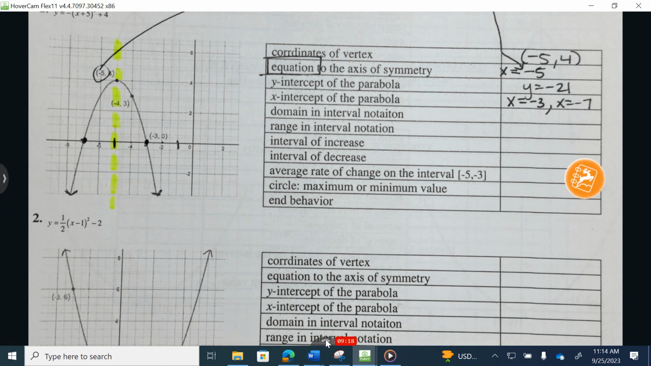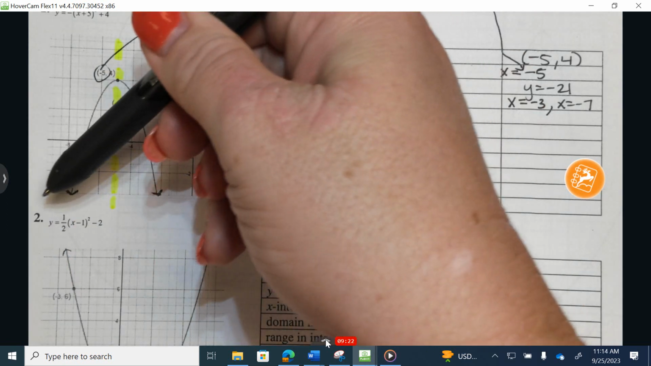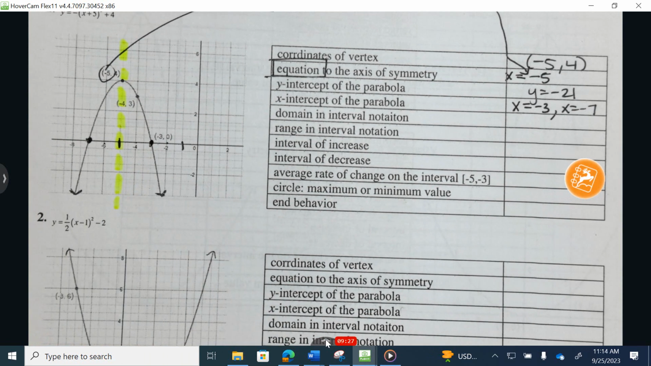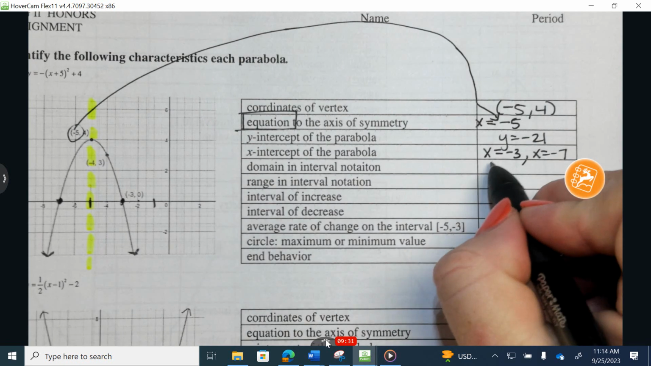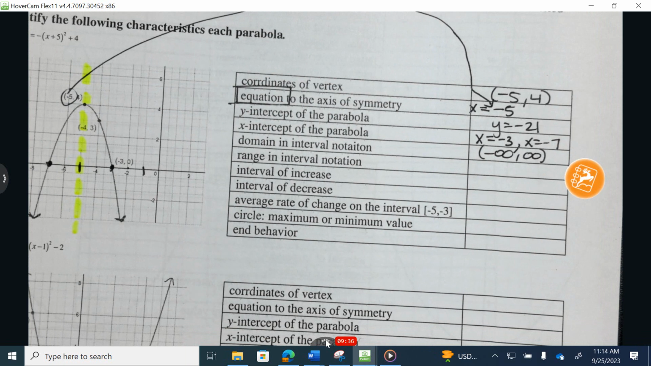Domain and range. So here is your x-axis, and there's no limit how far this goes to the left as it goes down. There's no limit how far it goes to the right as it goes down. So there's no limit that this function will continue to move to the left and to the right. For that reason, we are marking this parabola as negative infinity to positive infinity. Unless we're working with word problems, our domain for parabolas will not be limited right now. It's going to be from negative infinity to positive infinity. There's no limitations to it. When we get to word problems, there may be some different constraints.